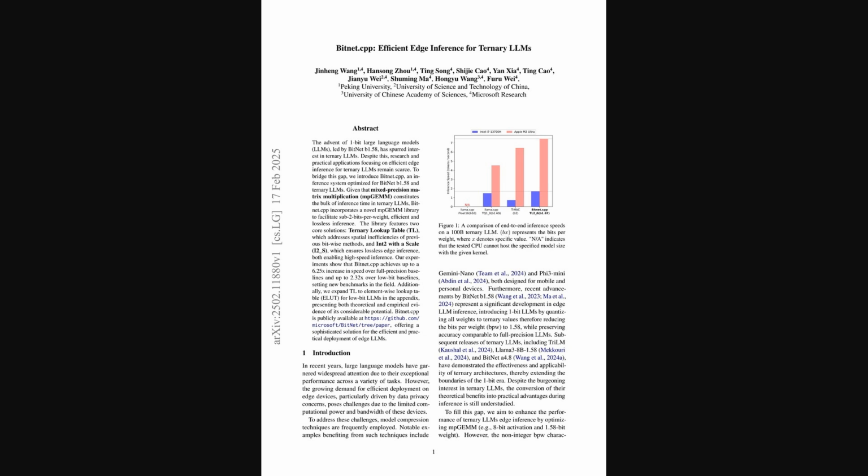The researchers introduce BitNet.cpp, a system designed to speed up inference using less than 2 bits per weight. They've developed a couple of core techniques, a ternary lookup table and int2 with a scale, to make this happen efficiently and without losing accuracy. They're reporting some pretty significant speedups, up to about 6 times faster than standard models.